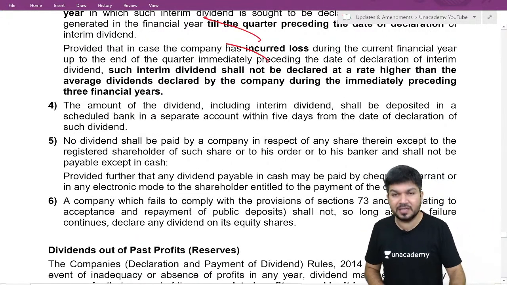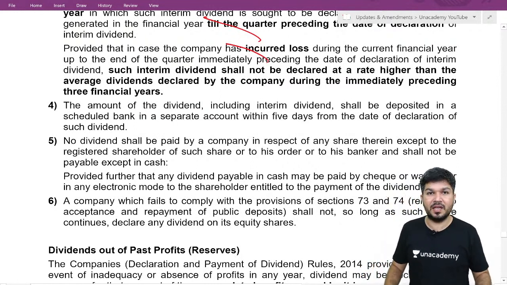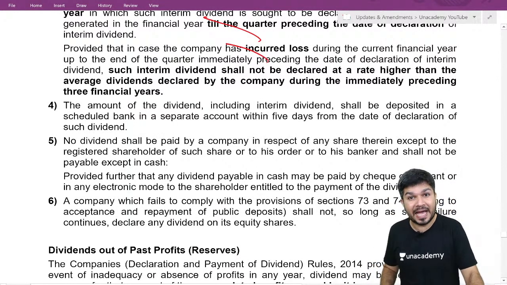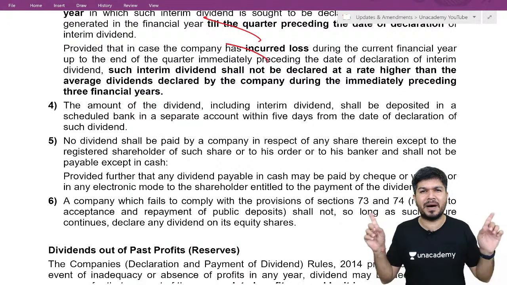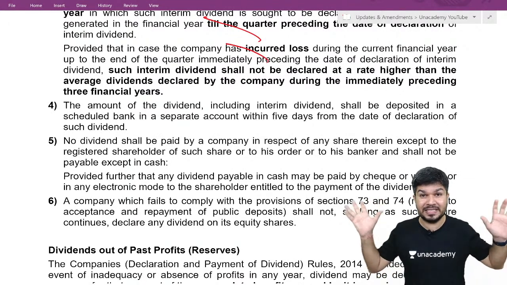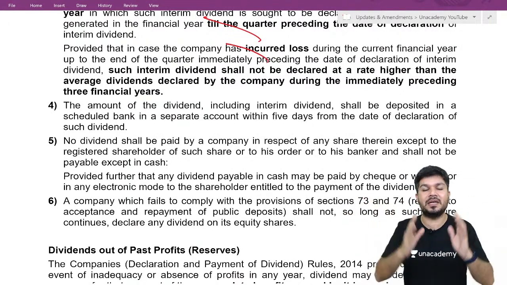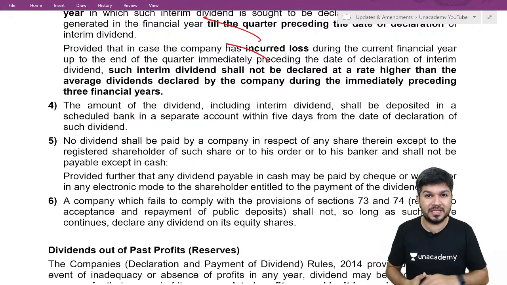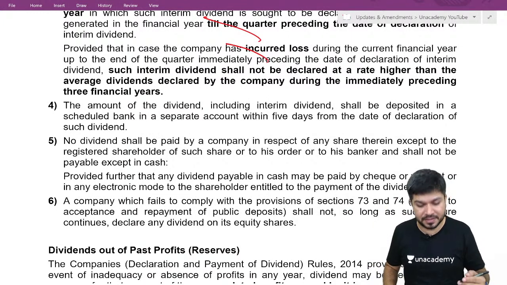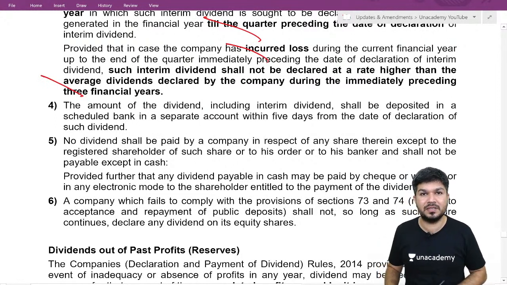Okay, sir, what if I've incurred losses in this year? If I've incurred a loss in current year, I can give interim dividend out of past profit lying in P&L or retained earnings. You can give it from there, but the dividend should not exceed the average rate of dividend in the last 3 years. Did you understand this?